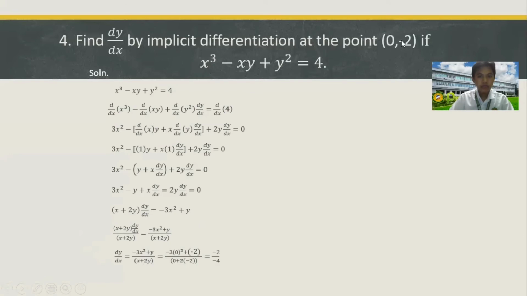Since there is a point (0, -2), we will substitute the 0 and negative 2 to the x and y. So we have negative 3 times 0 squared plus negative 2 over 0 plus 2 times negative 2. So that will be negative 2 over negative 4. So our dy over dx is 1/2 because we will divide 2 and 4 and then cancel the negative sign. So our dy over dx is 1/2.